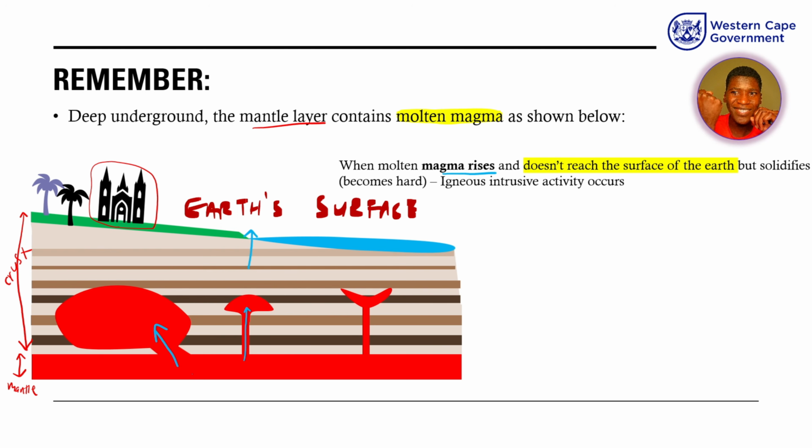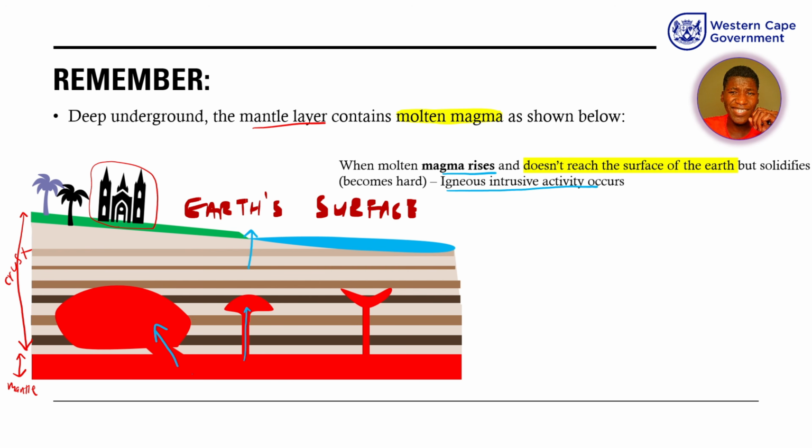Okay, it becomes hard. So when it becomes hard underneath the Earth's surface, it's not able to reach the top. It's not able to reach the ground, but it becomes hard, or it stiffens, or it becomes a solid, or it solidifies, whatever English you can use there, but it fails to continue moving up and coming to the Earth's surface where we are at the ground. All right. So we say this is known as igneous intrusive activity.